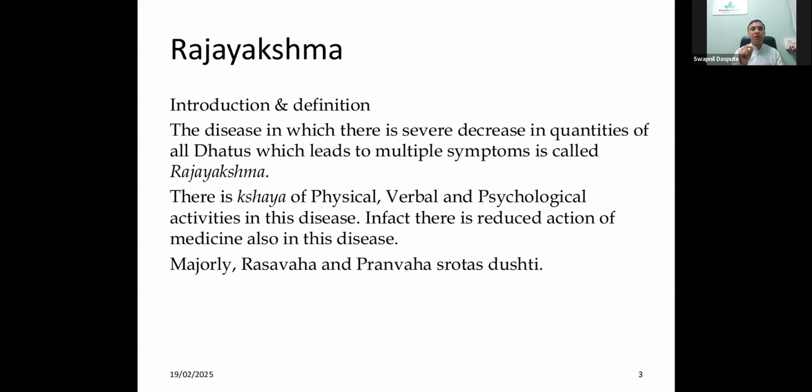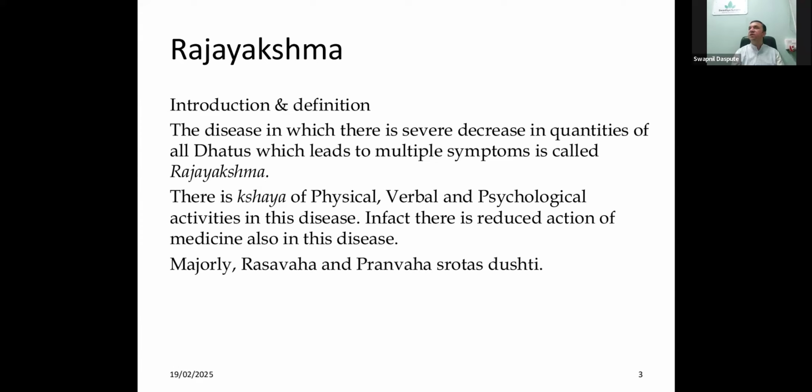In this disease, Kshaya Rajakshma, the Agni Mandya is to that extent where the action of the medicine also is reduced. So we have limited medicine, or initially we have to start with limited medicine, and as the Agni improves, Jatharagni improves, and then the Dhatu Agni improves, then we have better options of the medicine.